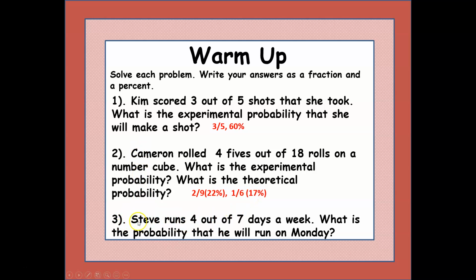Number 3, Steve runs 4 out of 7 days a week. What is the probability that he will run on Monday? So we take our number of favorable outcomes out of our total number of trials. So our total number of trials is 7 days. So how many days did he run? He ran 4 days, so 4/7, which equals 57%.